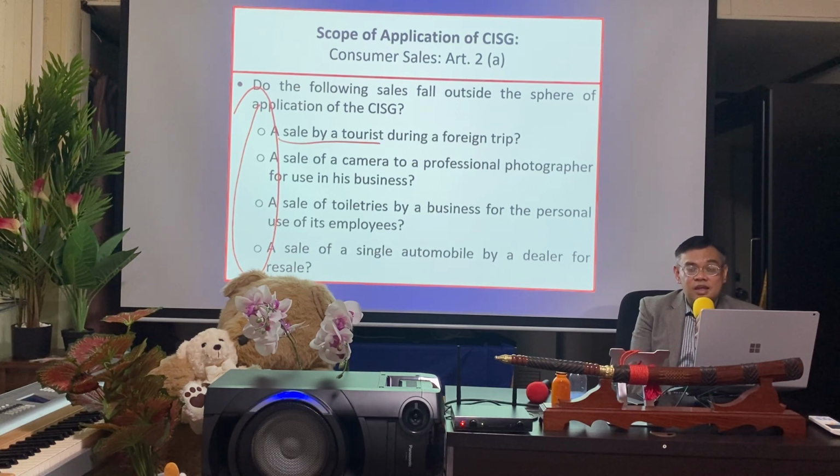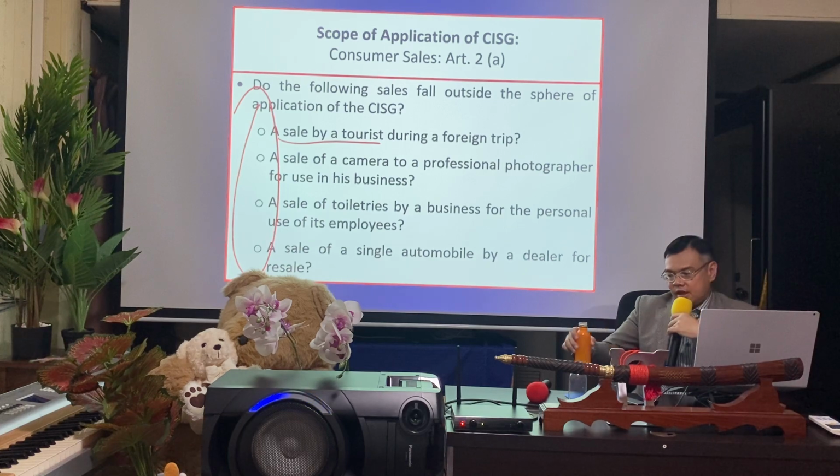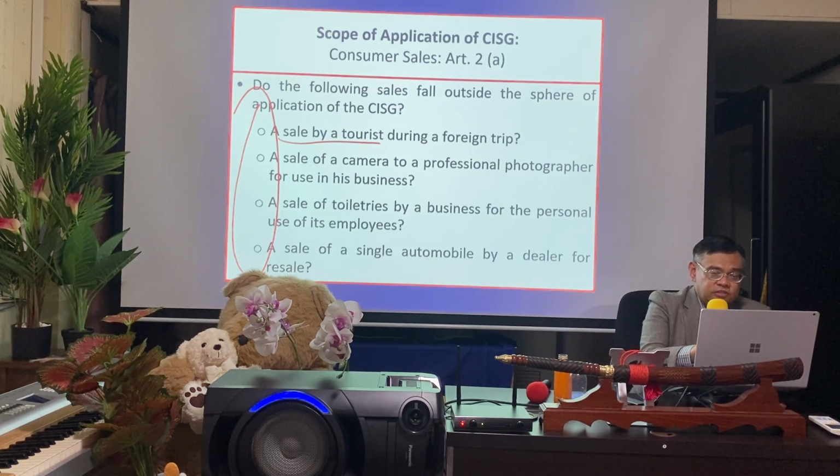in the sense that it is bought for what? The product here is bought for just personal use or household use, so the CISG will not apply. It is not the intention of the CISG to apply to a consumer sale. So it is clear from the first example that the CISG does not apply.